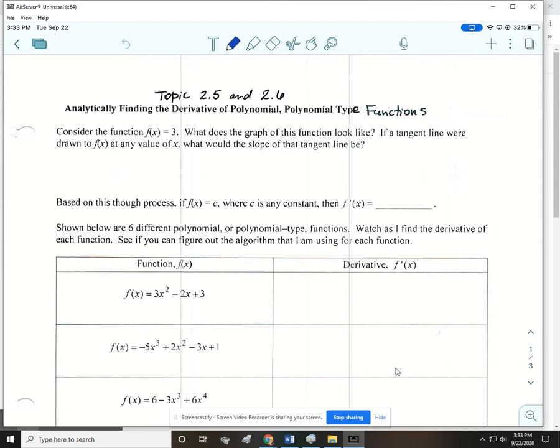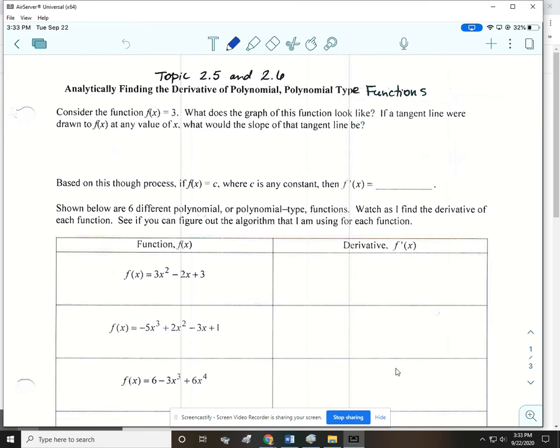All right, so this is the day you guys have all been waiting for, where we're going to talk about the shortcut for finding the derivative of polynomial or polynomial type functions. So the first part of this says to consider the function f of x equals 3. What does this graph look like? So f of x equals 3 is going to be a horizontal line where y equals 3.